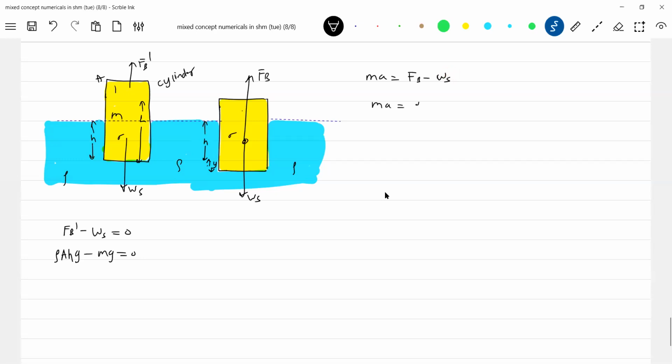ma is equal to FB, which is density of liquid, area of cross section, (h plus y) g, minus mg. You look at rho A h g minus mg, that will cancel out. So ma is equal to rho A g y. And this acceleration is proportional to the negative of displacement. That negative sign will come from here. Comparing this with the time period, T is equal to 2 pi by omega.